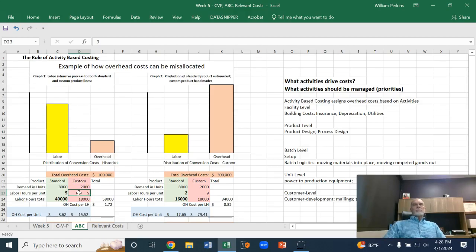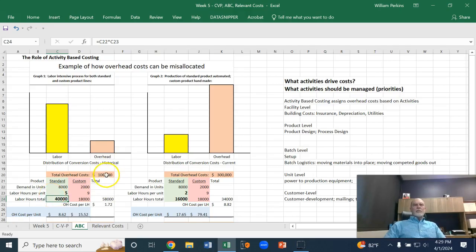So in total, for 8,000 standard units at 5 hours apiece, we're going to spend 40,000 hours of labor producing the standard units. We're only making 2,000 of the custom units, but we're spending 9 hours on each one of those. So that's a total of 18,000 hours on the custom. So in total, we're incurring 58,000 hours of work. Most of it is going towards the standard product.